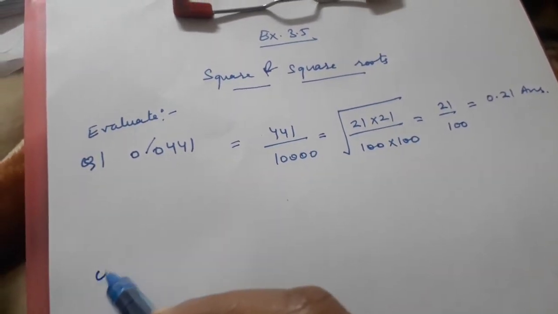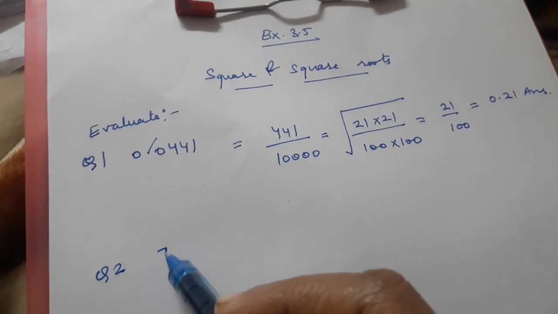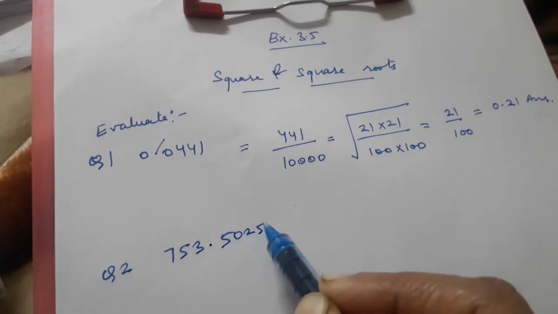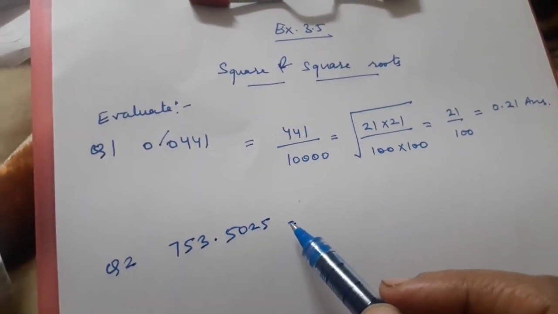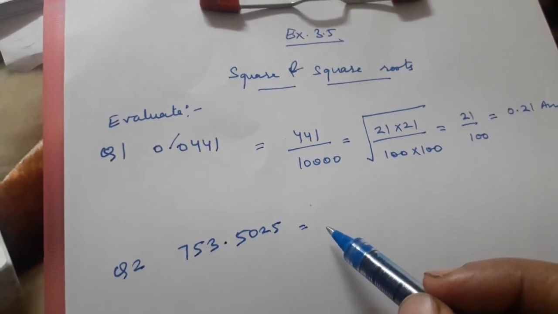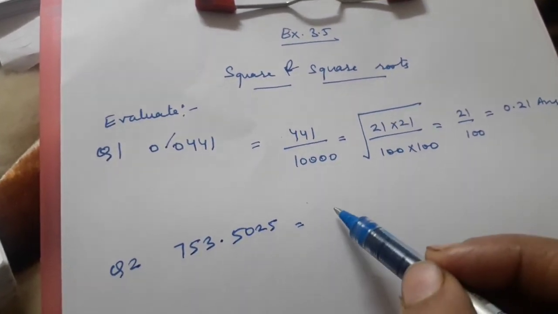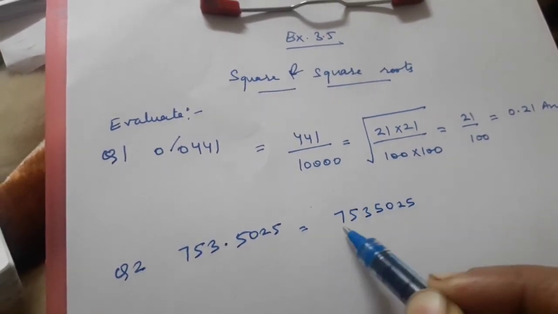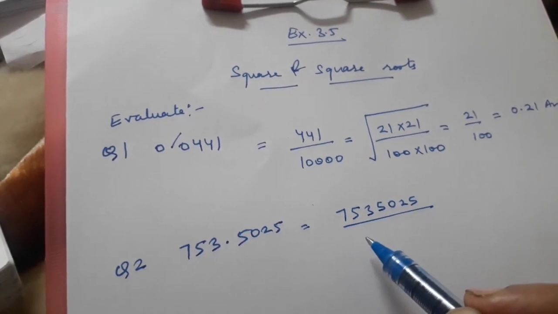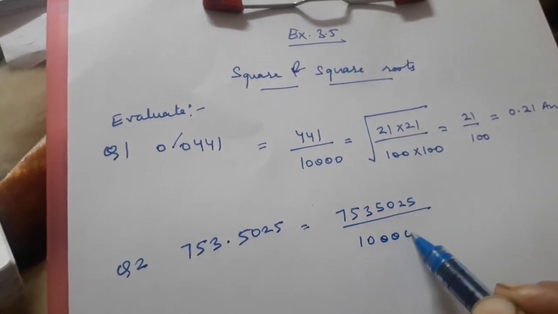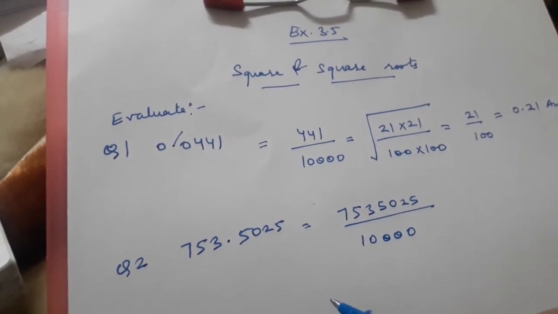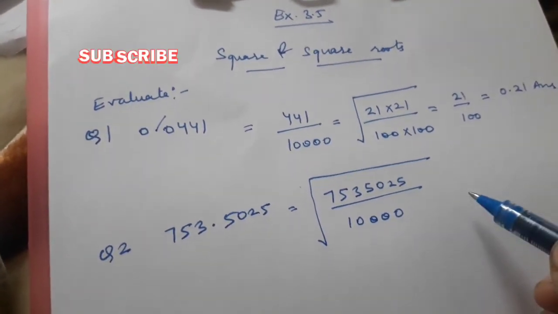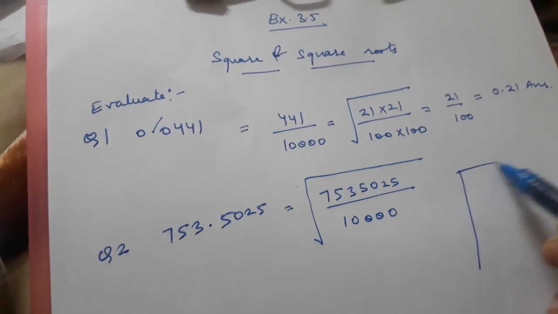Now come to question number 2. Question number 2 is 753.5025. It has to be evaluated. So the first step would be to change it. 753.5025, and how many zeros would be in the denominator? 4 zeros, means 10,000. Now for evaluation, as this is a much bigger number, we will solve it by the method of long division.